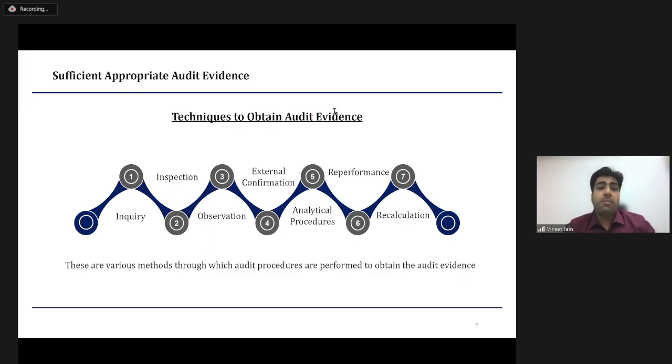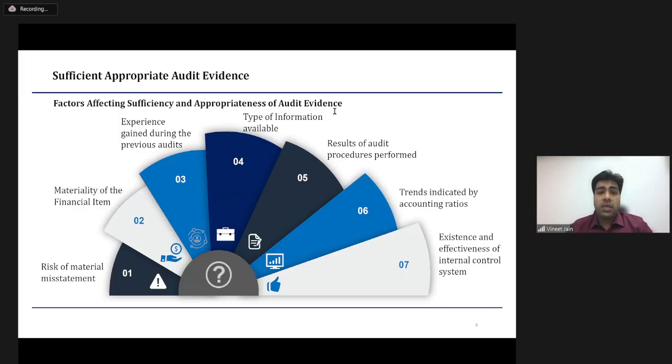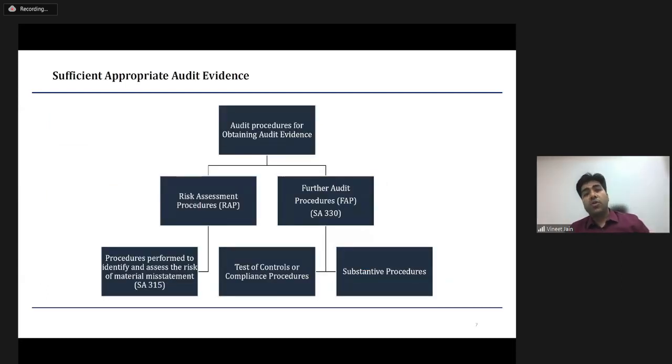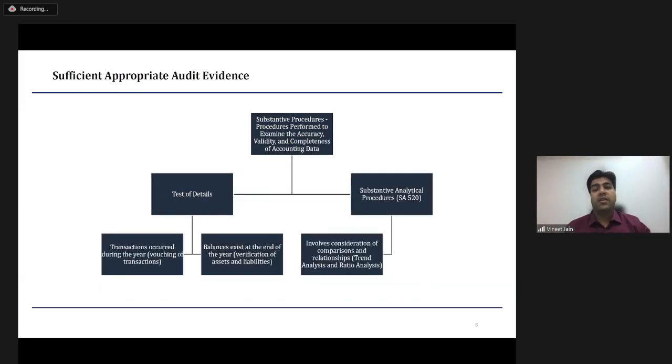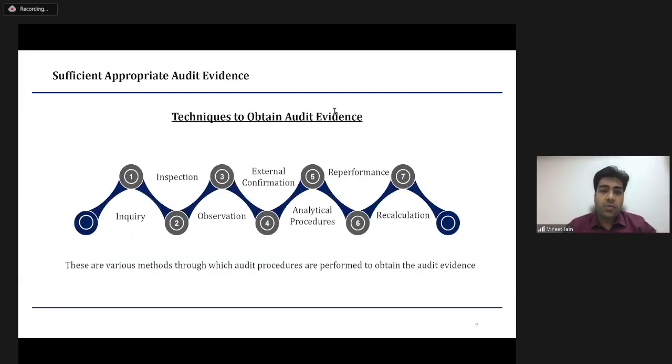So friends, this is about the techniques which are required to obtain sufficient appropriate audit evidence. We talked about what is sufficient appropriate audit evidence, then various factors affecting the sufficiency and appropriateness level. Then we talked about the audit procedures which are required to be performed to obtain audit evidence. This we talked about on a broad level, but there are different standards which talk about the specifics of these audit procedures. And then we discussed techniques to obtain audit evidence. These techniques are part of audit procedures, which we discussed in the previous slides. So this is majorly about sufficient appropriate audit evidence.